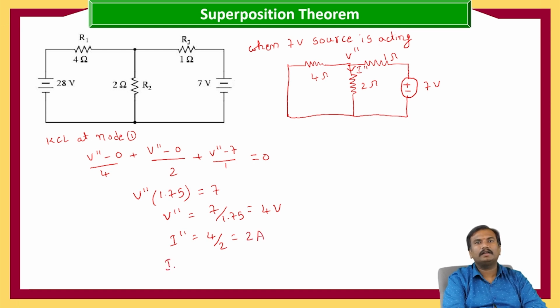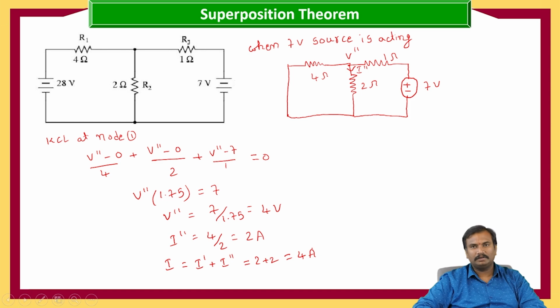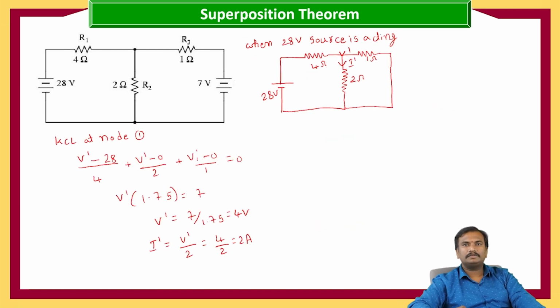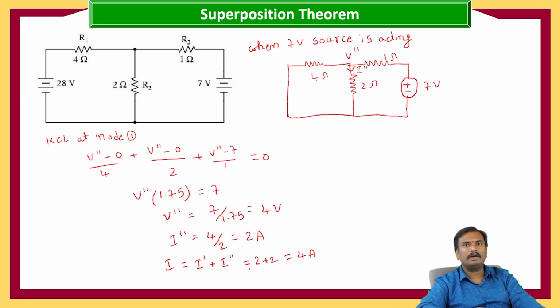So hence we got I is equal to I dash plus I double dash, that is 2 plus 2, which we got as 4 amperes. When both the sources are acting, we got 4 amperes. When the 28 volt source is acting, 2 amperes, and when the 7 volt source is acting, 2 amperes. So hence the superposition theorem is verified. I is equal to I dash plus I double dash.